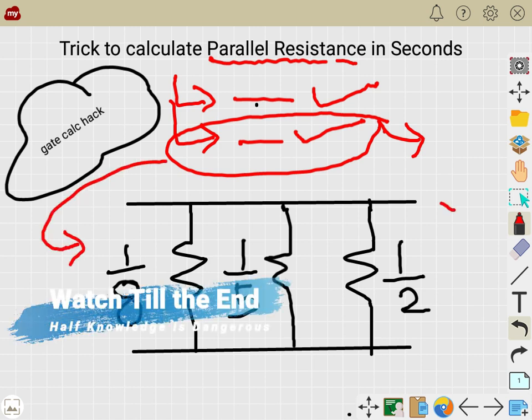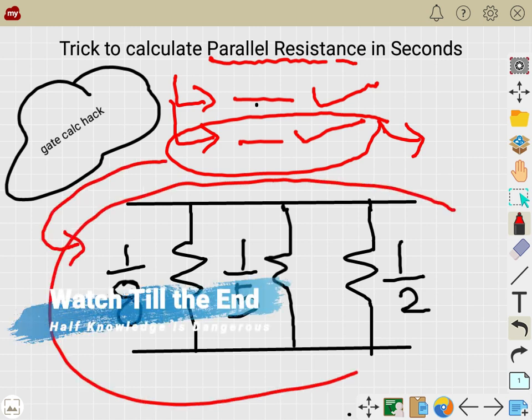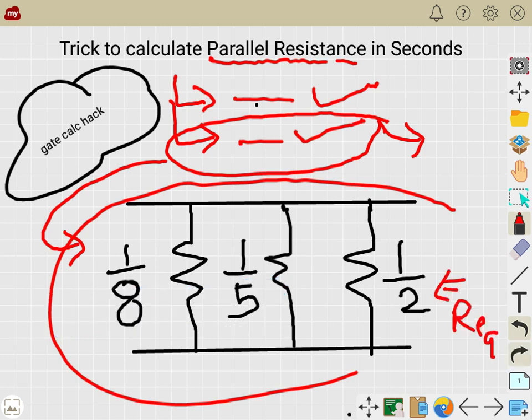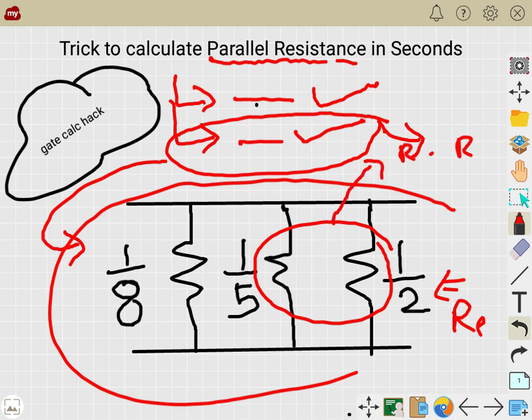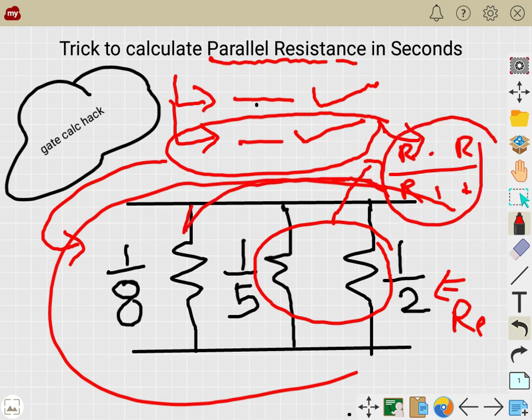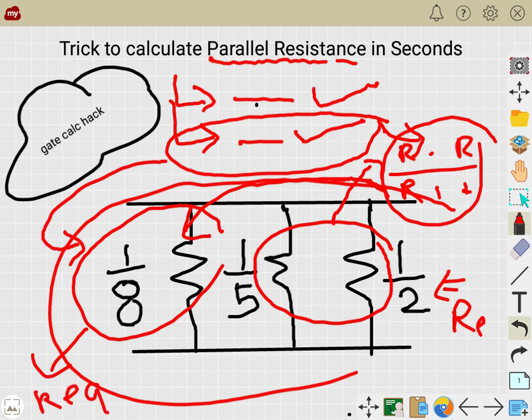Let's say we have this equivalent resistance and we have to find out the R equivalent of this. First you are going to find out the equivalent resistance of these two resistances, right? For that you are going to use the formula RA into RB upon RA plus RB. And whatever equivalent resistance comes, using that and this 1 by 8 resistance, you are going to again find out the parallel resistance, and whatever the result comes, that will be your R equivalent. So you can see how much time you are wasting in this. Let's see the trick by which we can reduce the time.